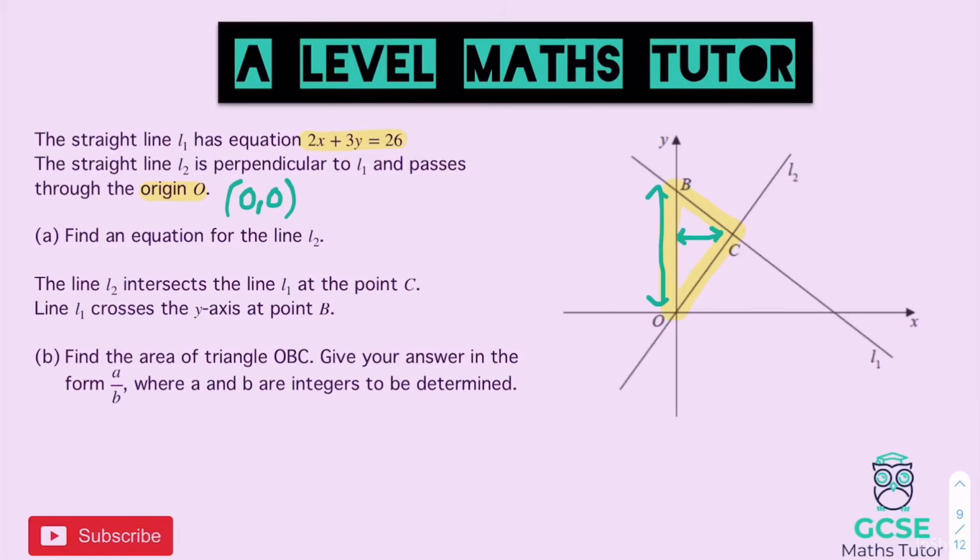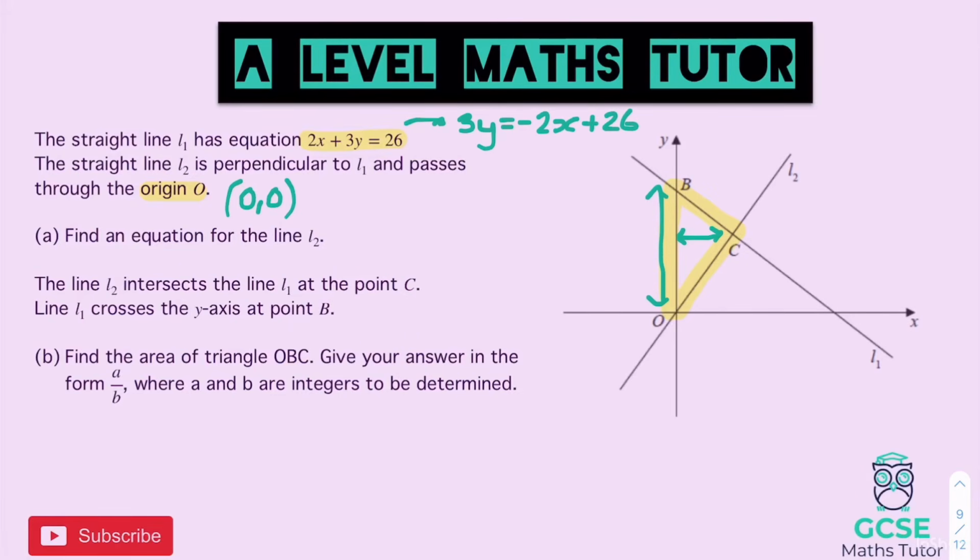Okay, so looking at this question then. The first thing that jumps out is that this equation here is not in the form that we want. If we move that 2x to the other side and then divide by 3 to make it y equals, we end up with 3y equals negative 2x plus 26.